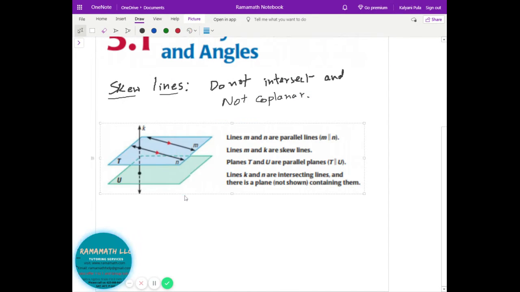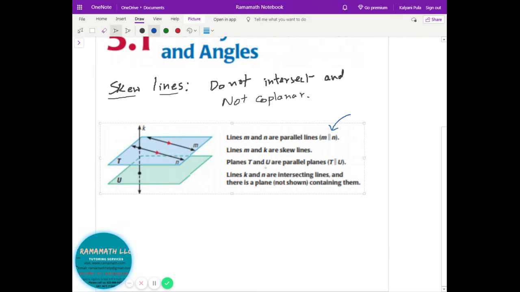Okay. So in this one, you can see line M and N are parallel. So you can write M parallel to N. Those two lines going straight up like this is called the parallel symbol. Okay. So this is the parallel line symbol. The two lines go up and down. And then line M and K, they are skew lines. Okay.